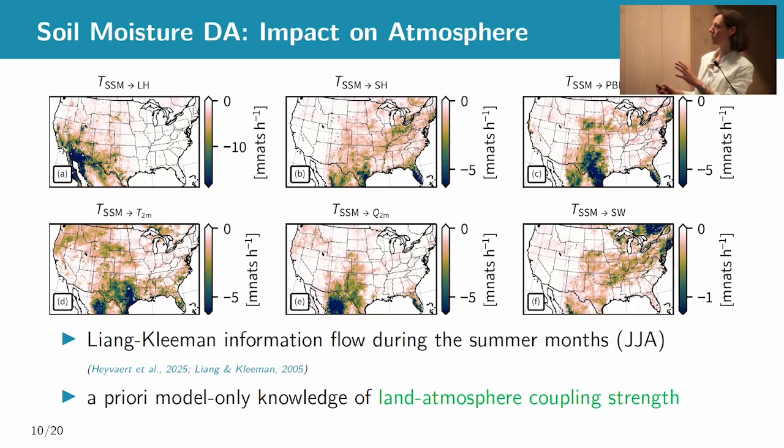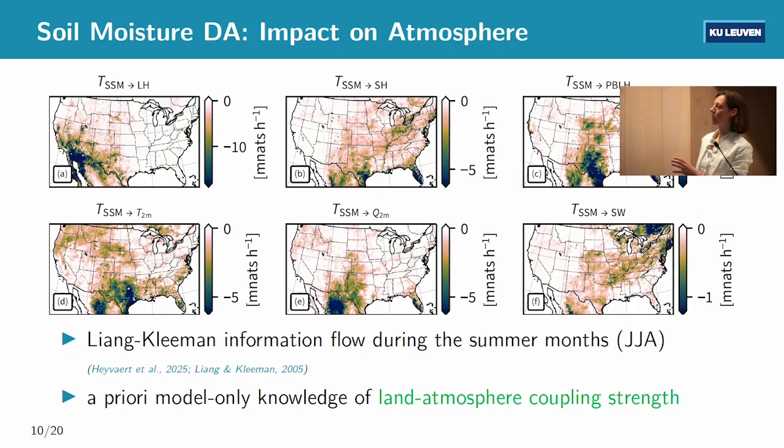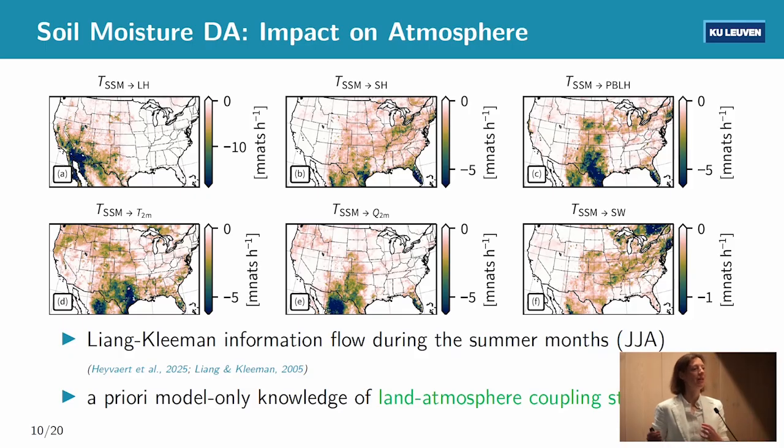And you see that for the summer, well, you have different hotspots, right, where you have different strong coupling between those variables. So I know a priori where the model tells me that the coupling is strong and not. Right? So I can possibly use that to target where I want to do the assimilation. That's our hypothesis. And I'll show you what comes out of this.